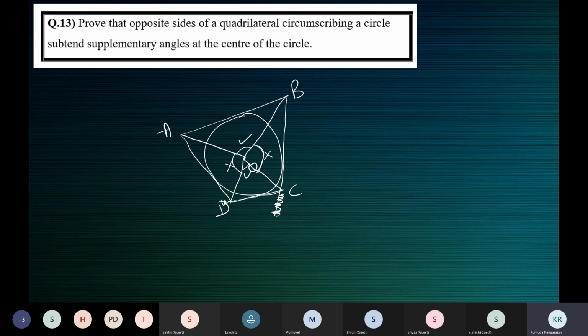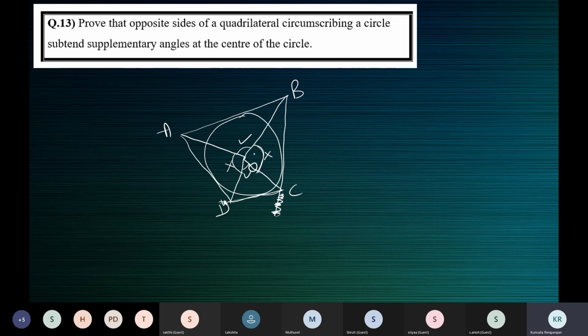Opposite sides subtend supplementary angles at the center. Opposite sides AB and CD make supplementary angles at the center. So the two angles are supplementary. You must prove that for opposite sides. Prove that the opposite sides of a quadrilateral circumscribing a circle subtend supplementary angles at the center of the circle. So this is what we have to prove.